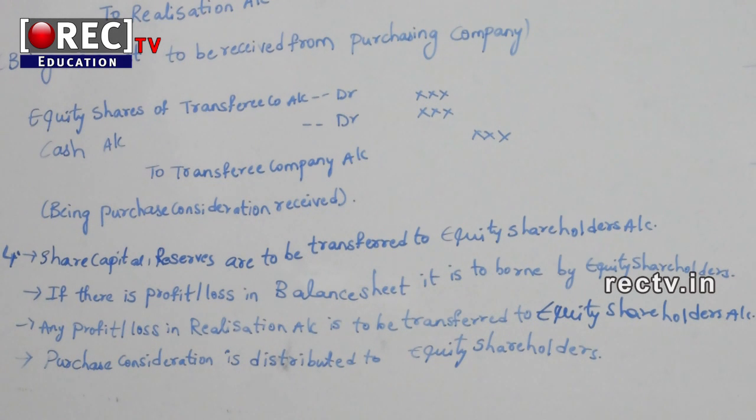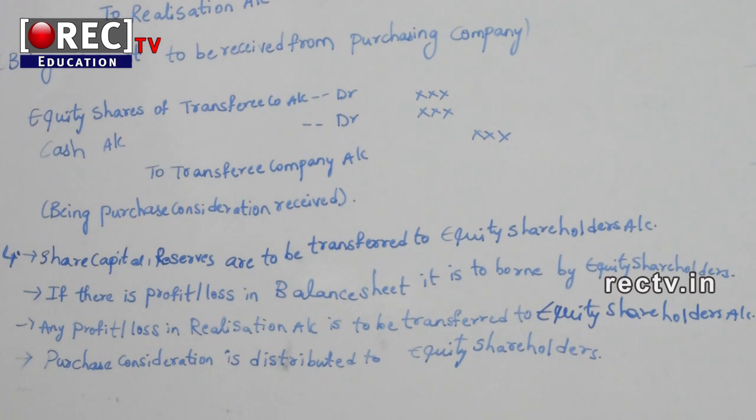Now we have to close the total balance sheet. So the share capital, reserves and surplus, whatever there is in the balance sheet, are to be transferred to the equity shareholders, because ultimately they are the owners of the company. And if any profit or loss remains in the balance sheet, it is also to be borne by the equity shareholders. If there is profit, they will enjoy that benefit, and if there is any loss, they have to bear that loss also.